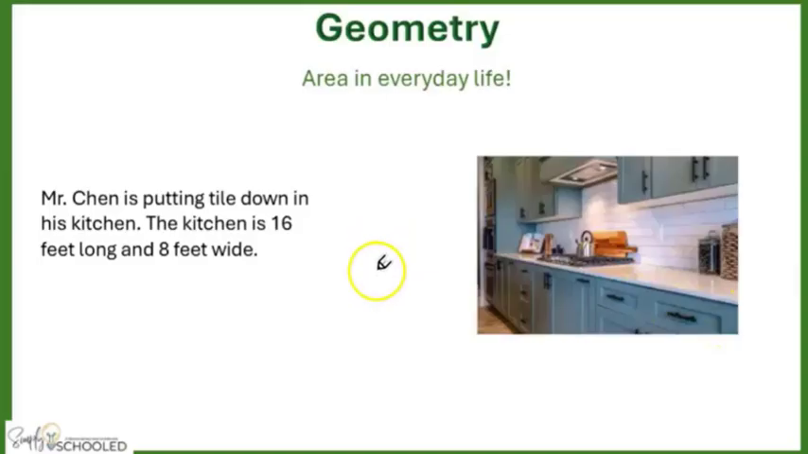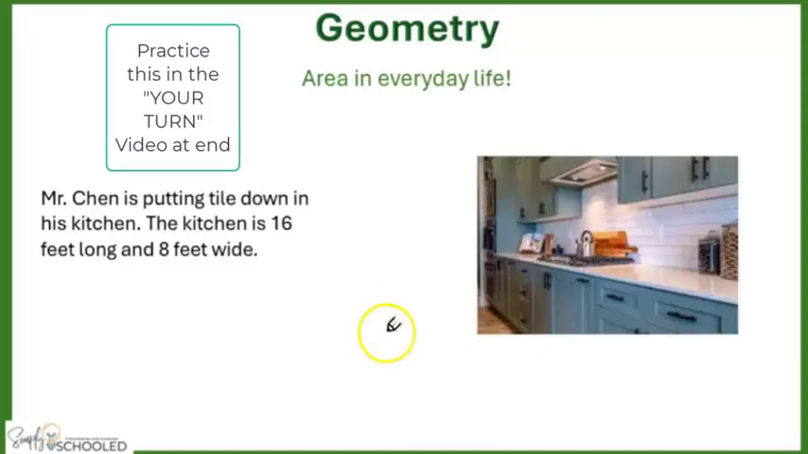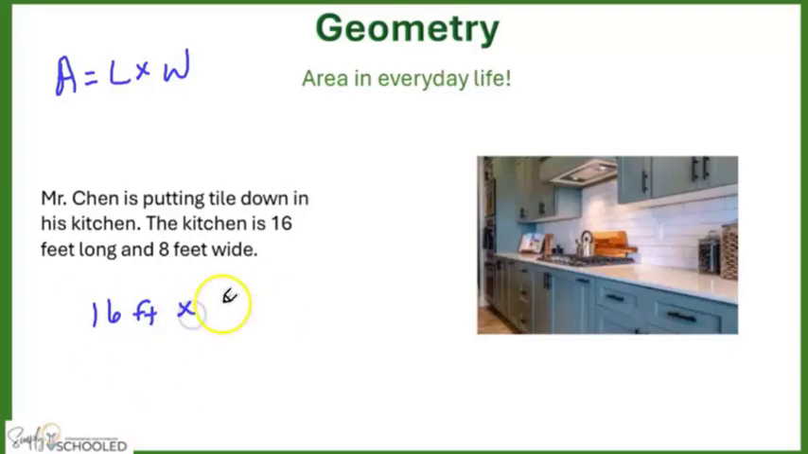Finally, let's look at finding area in everyday life. Mr. Chin is putting tile down in his kitchen. The kitchen is 16 feet long and 8 feet wide. That's the area where he wants to put the tile. So he needs to figure out the area, which equals length times width. So it would be 16 feet times 8 feet.